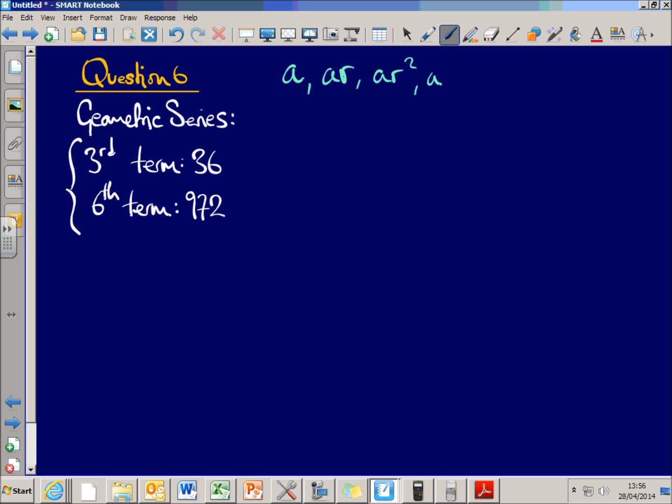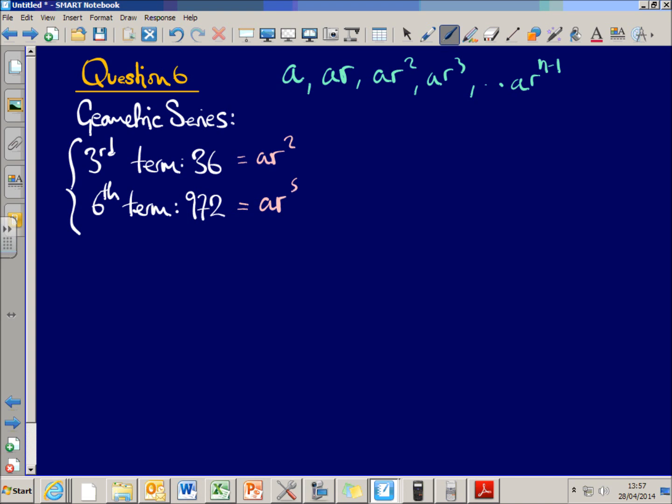Then ar cubed. And if I kept going, I'd eventually get to a r to the n minus 1. So this third term here is ar squared, and this sixth term here is ar to the power 5. Is everyone happy with that?